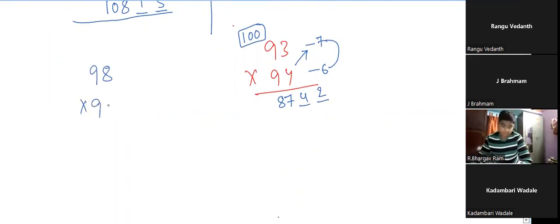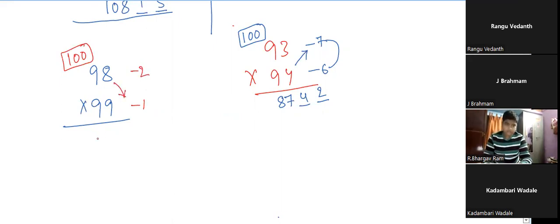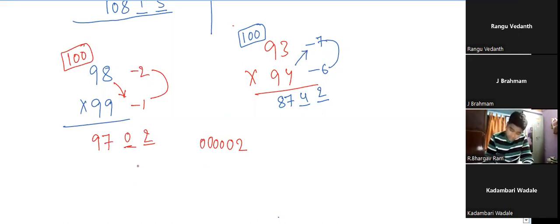One more question: 98 into 99, suppose. Minus 2, minus 1. What is the common base? 100. 98 minus 1 is 97. After that, two places should be filled with the product, which is 2, so 9702. We have reserved two digits, but we are getting only one digit. We can make it double digit by keeping 0. In fact, not only double digit, we can make it any number of digits. Here we need two digits, so we write 02.